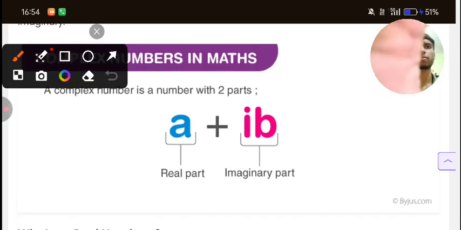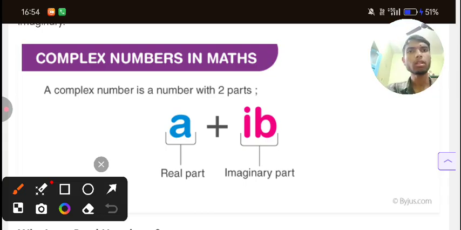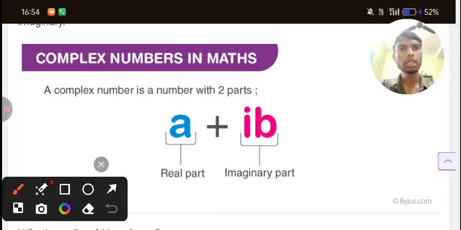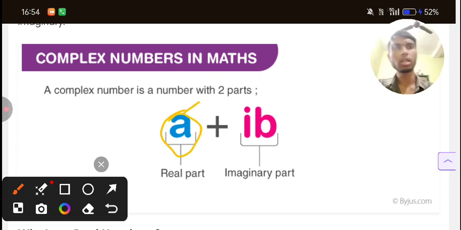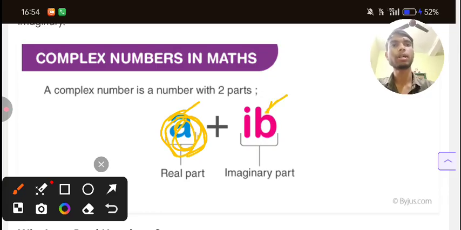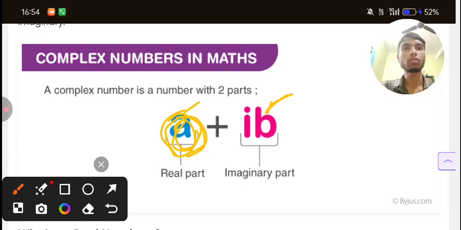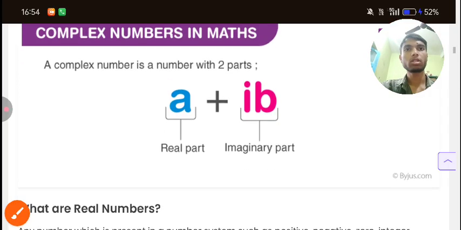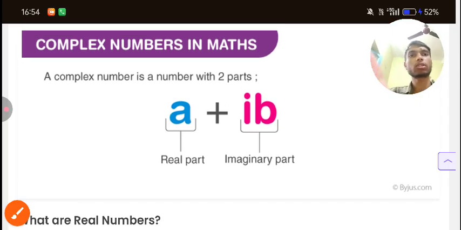What is happening here? As you can see, we have a real part. This a is the real part of a complex number, and this b is also a real number, which is a part of the complex number. Here i is the imaginary part, and we are adding them with a plus. So this is a complex number.